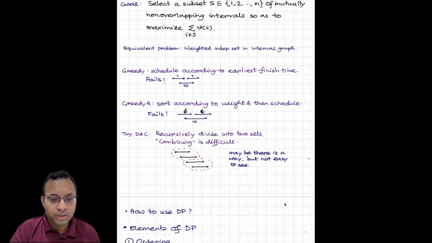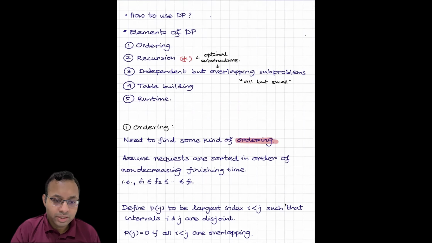So how do we use DP? Let's recall the elements of DP I mentioned. We need to find some ordering, then prove an optimal substructure theorem, which will give a recursion, and we want to show all the subproblems are there, that the numbers are still small, so it's still polynomial time. Then we build a table, and at the end, we discuss the runtime.